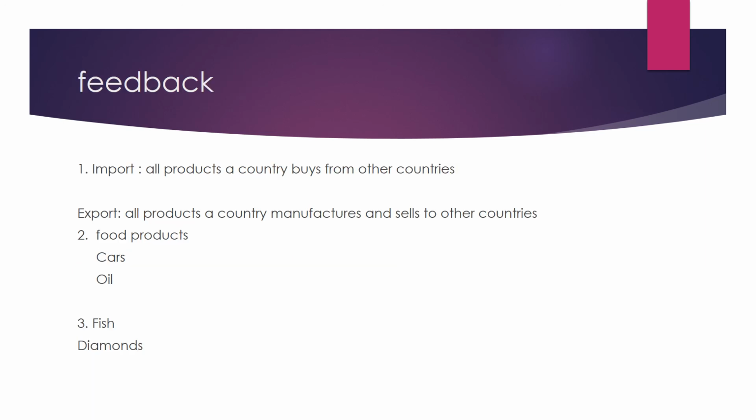Question one, where we define import, we say all products a country buys from other countries. Export, we say all products a country manufactures and sells to other countries. Now, what products does Namibia import? We have food, cars, and oil. Which products does Namibia export? We have fish and diamonds and many more.